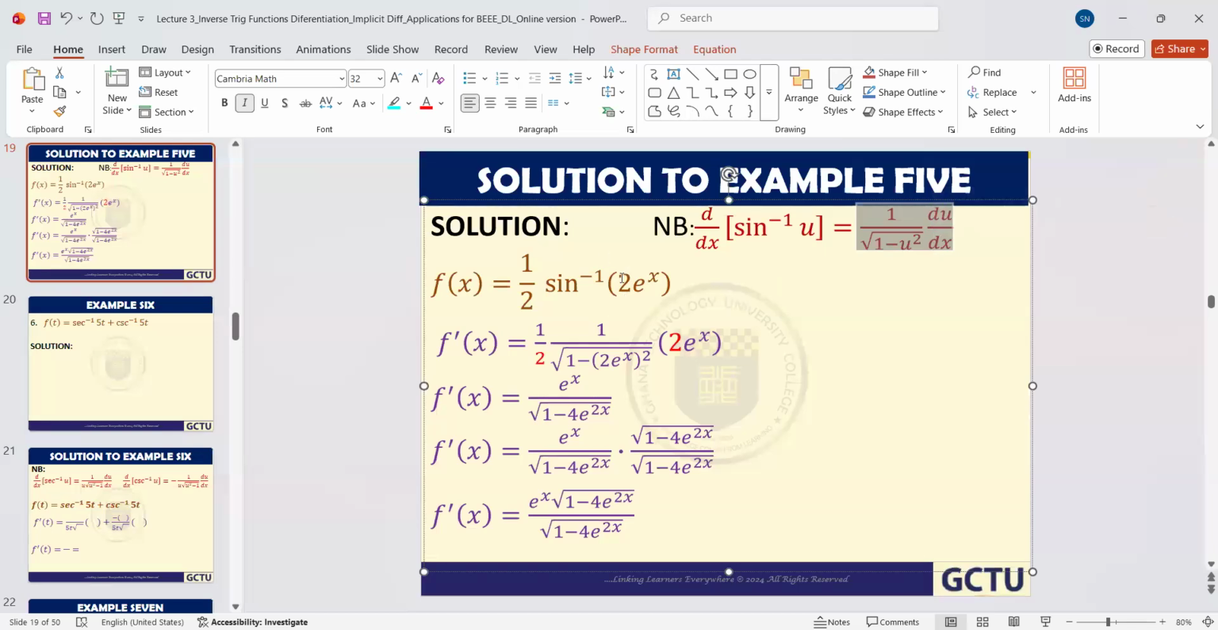So again, my u is 2e^x. First of all, there is a constant half here, so the half is outside. And then we have 1 over 1 minus u squared, which gives me 1 minus bracket 2e^x squared. Now, this 2 here will cancel the 2 outside here. So the numerator now becomes e raised to the power x.